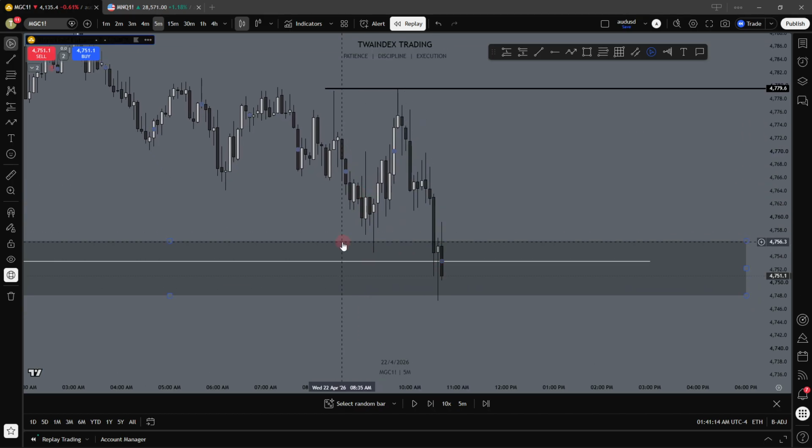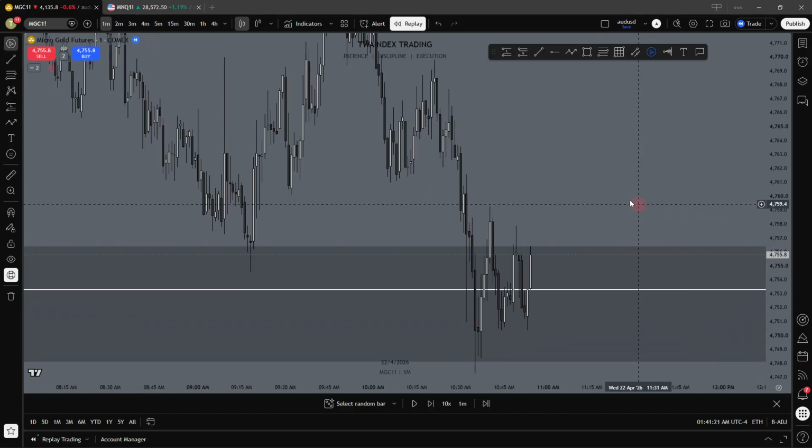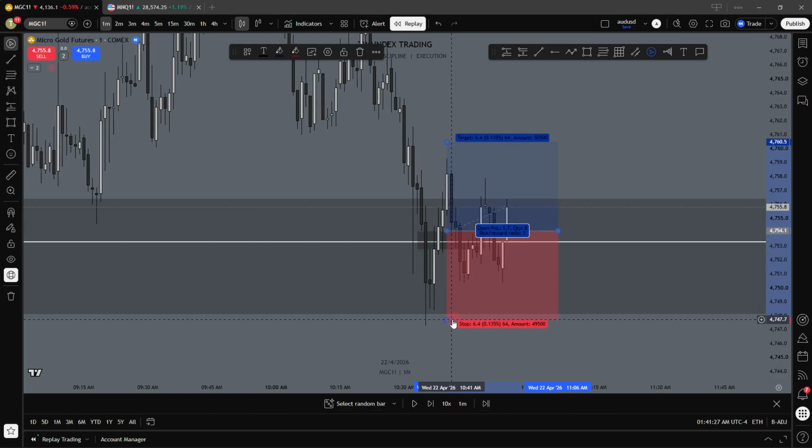Boom, market open takes us low. Let's see what we get, if we can get an inversion. Come here on a 1 minute. We did get one. This is supposed to be our entry.